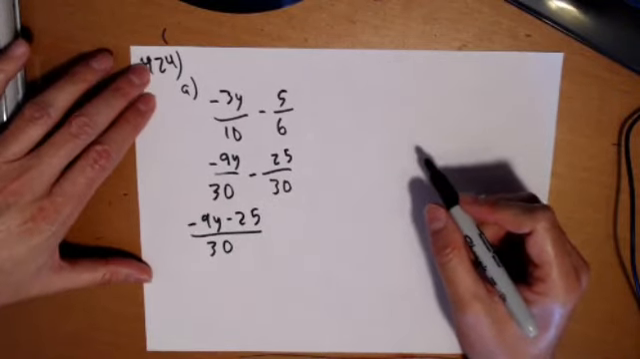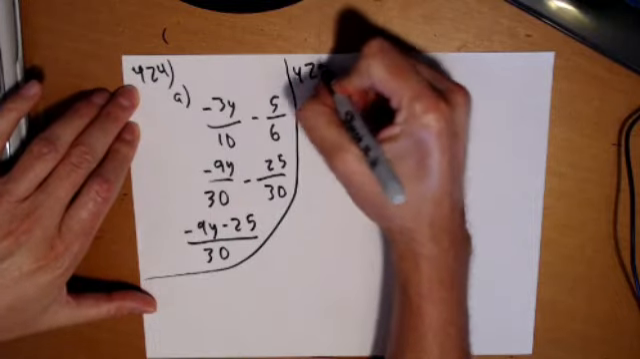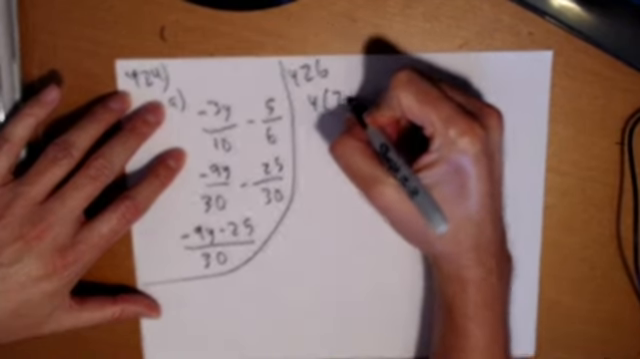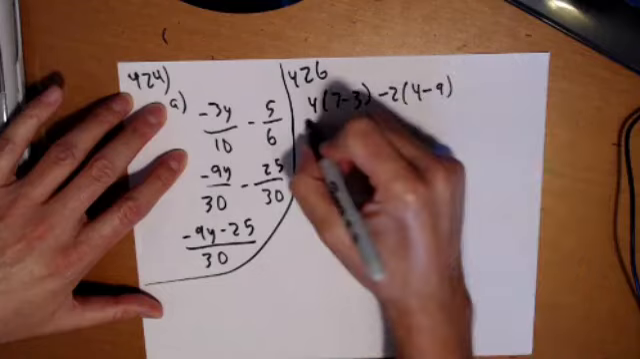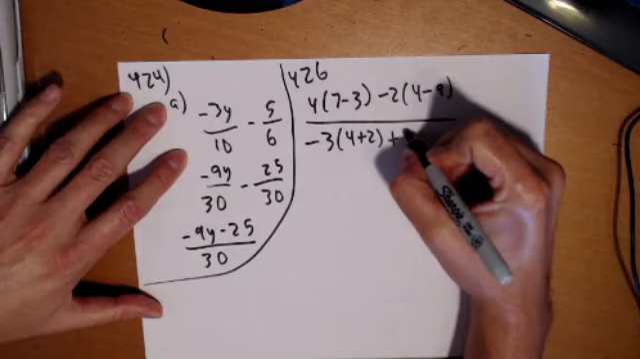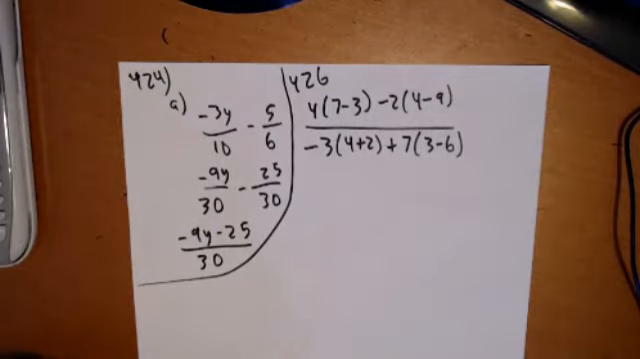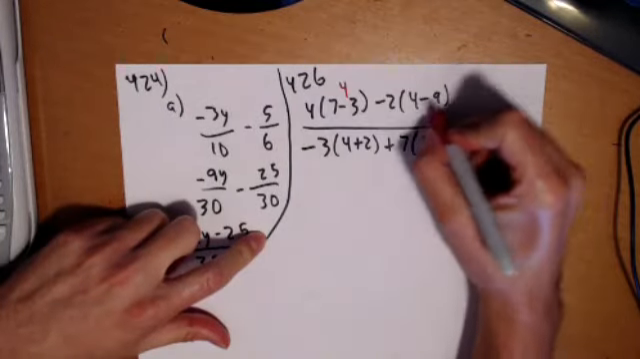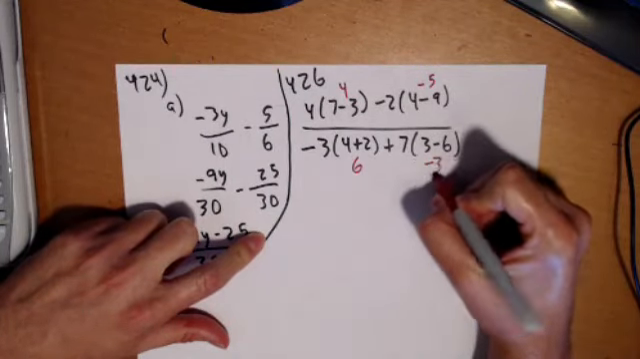We're going to skip part B, go to 426. Oh my gosh. 4, 7 minus 3 minus 2, 4 minus 9, all over negative 3, 4 plus 2 plus 7, 3 minus 6. Okay. Parentheses. 7 minus 3 is a 4. 4 minus 9 is a negative 5. 4 plus 2 is 6. 3 minus 6 is a negative 3.